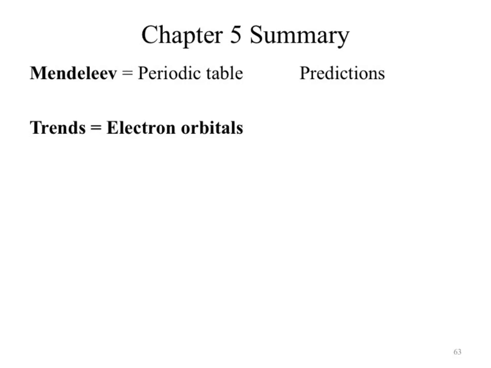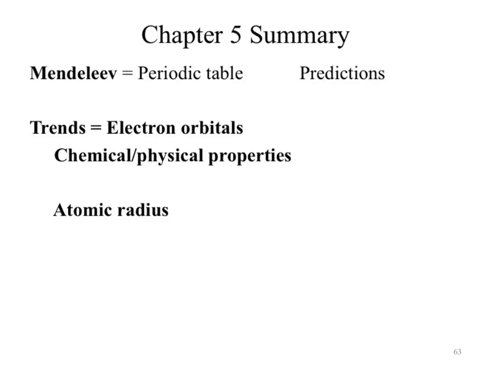Trends. Okay, there's lots of trends on the periodic table. Your electron configurations contribute to that. Your atomic orbitals, your electronic orbitals. Chemical and physical properties. Okay, this comes back to the predictions of Mendeleev. Atomic radius. Okay, another big trend. Ionization energy is your other big trend. And then the last one we need to get out of our periodic table is our ionic charges.